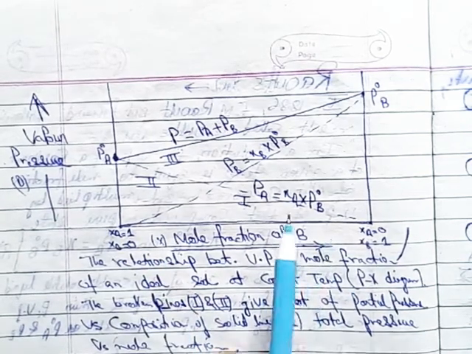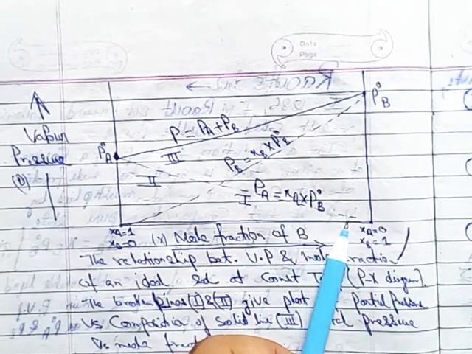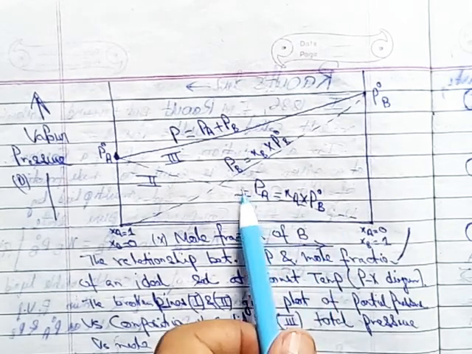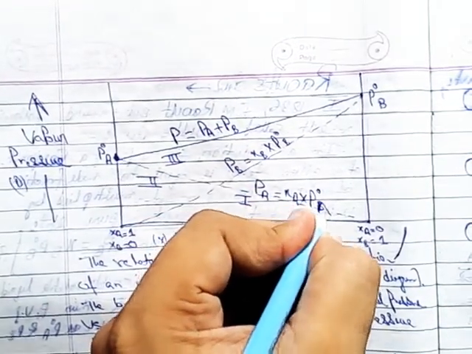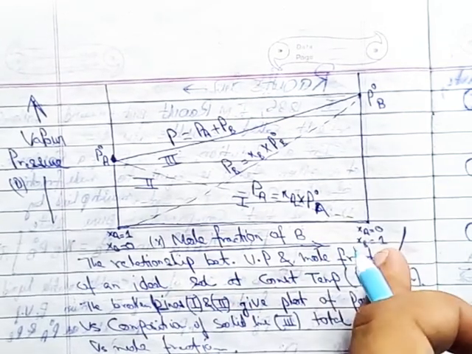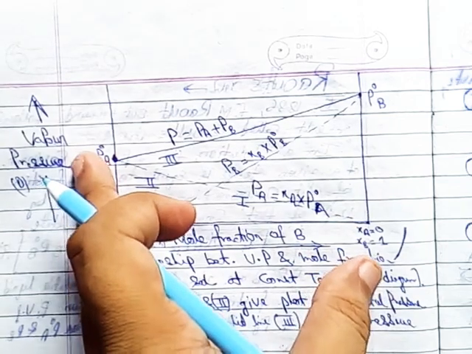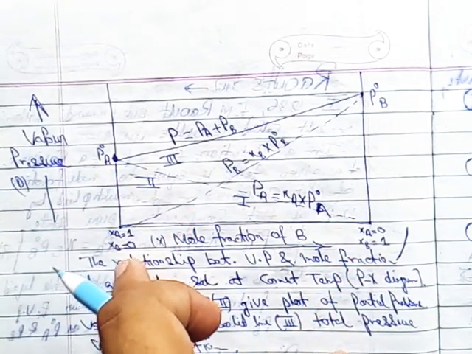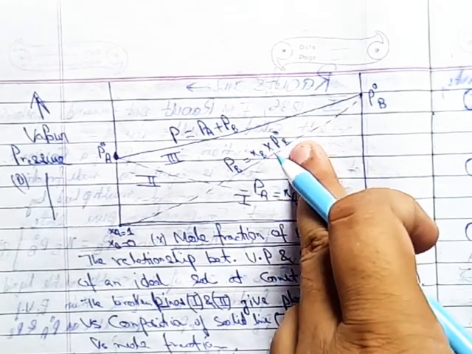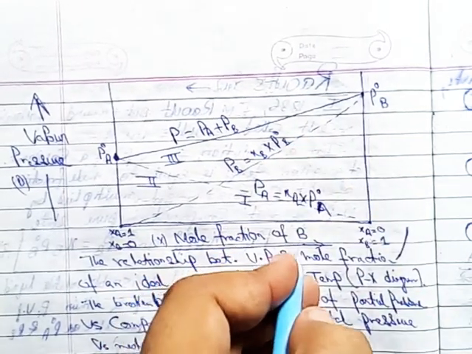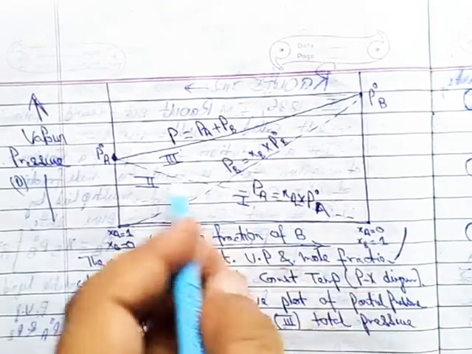So for XB the value of PB is equal to XB into P naught B, and for XA the value of PA is equal to XA into P naught A. A straight line is obtained. In the same way, if we consider XB, we get PB equal to XB into P naught B. So we have got the two plots, each showing a straight line.